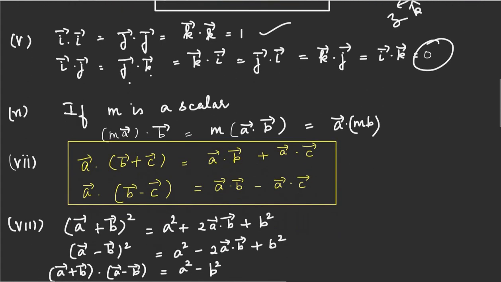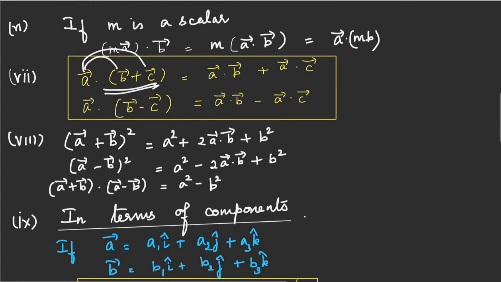If m is a scalar, a number, m into a vector dot b vector can be written as m into a vector dot b vector. Next gives us the distributive property: a vector dot b plus c can be written as a vector dot b vector plus a vector dot c vector.